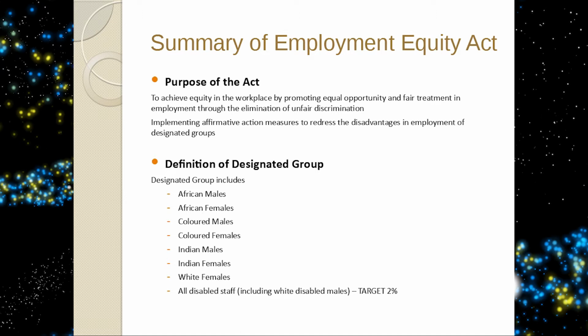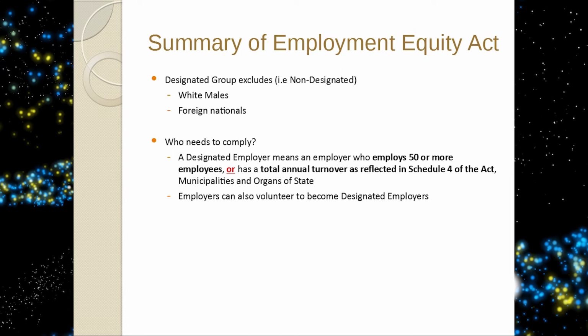disabled staff. Just as a matter of interest, your target for disabled staff for employment equity purposes equals 2% of your headcount. In other words, back to our example, if you employ 100 people in total, please try your best to achieve 2 people being disabled. Designated groups exclude white males and foreign nationals.